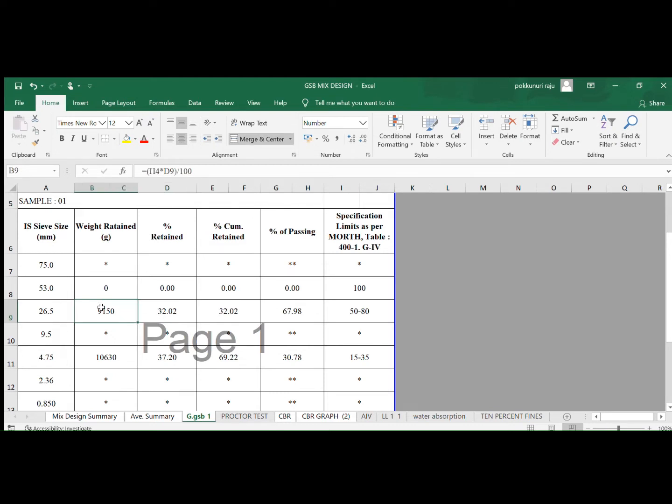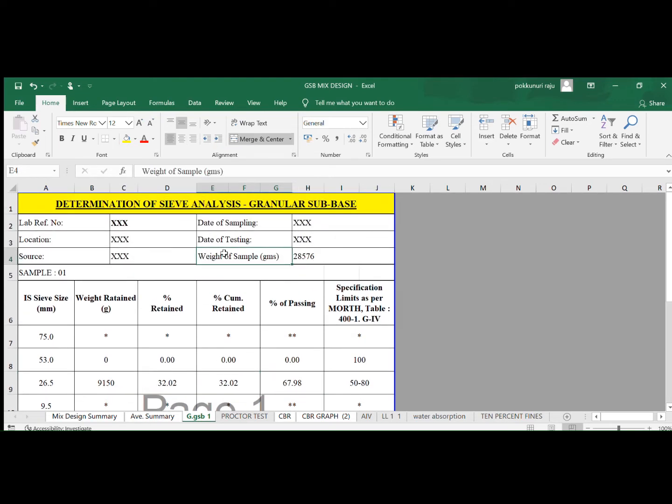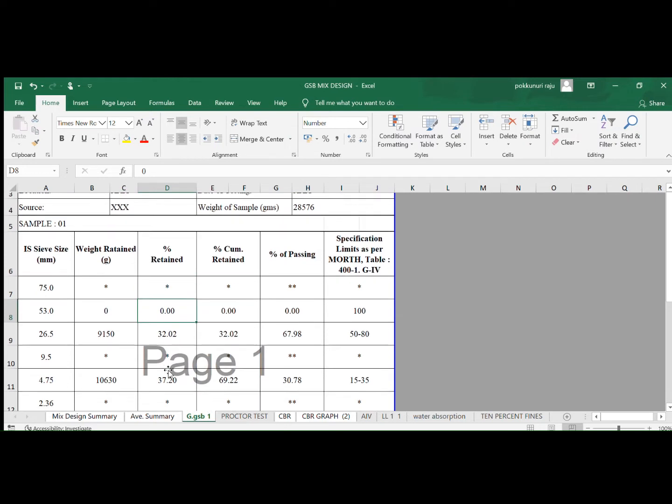The weight retained on each sieve and then the percentage weight retained is converted into a percentage cumulative weight retained, and 100 minus this will give you the percentage passing on each sieve. Now the gradation of the GSB material is done on a number of samples. This is sample number 1, which is detailed over here.